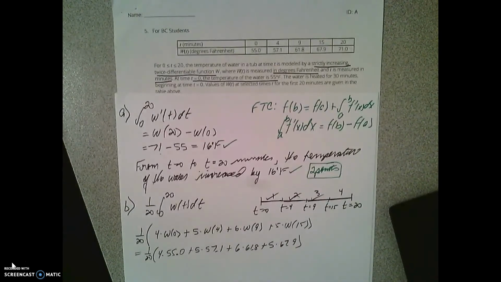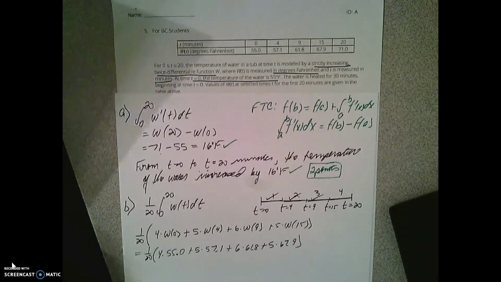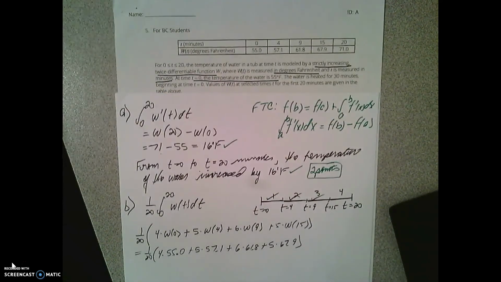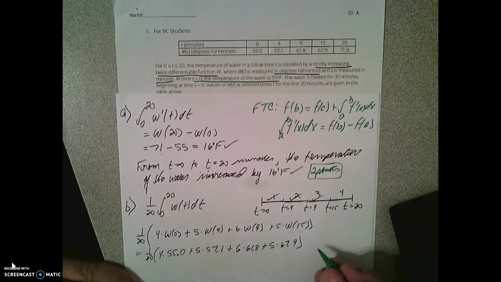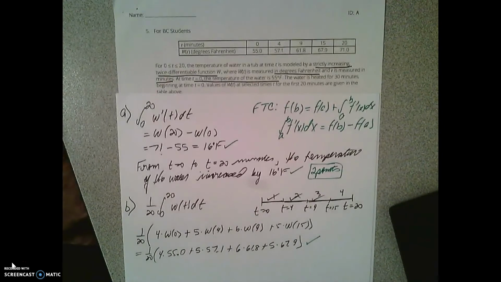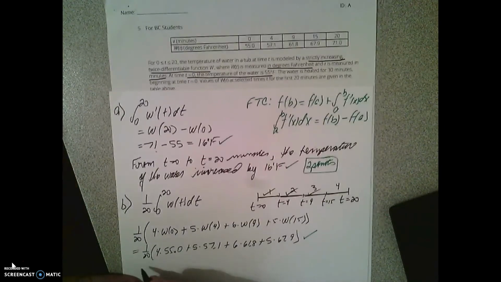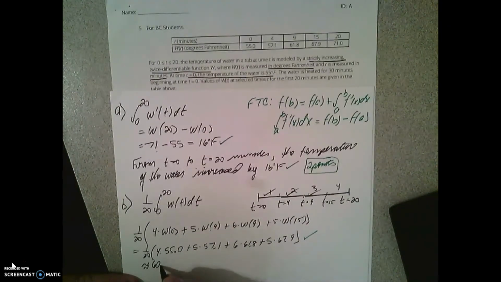Now remember, this is calculator active, so feel free, take a moment, plug that into your calculator. You also could, if you wanted to, just stop here because everything is a number, so that gets you the full credit there. If you plug this into your calculator, you should get 60.790 degrees Fahrenheit. Not bad.